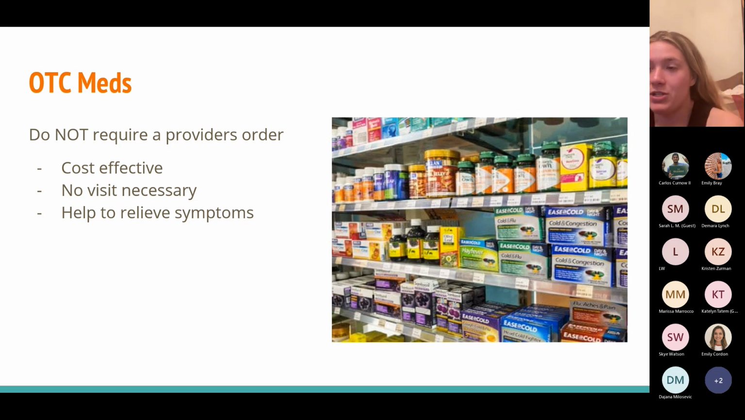So a lot of your over-the-counter meds don't require a provider order. However, if you're taking care of a patient in the clinical setting, you need to be asking them, what medications are you currently taking? And it's important that they don't just tell you all the medications that they're prescribed, but also what other over-the-counter meds they have taken. And that's a really important concept when we're doing medication reconciliation.